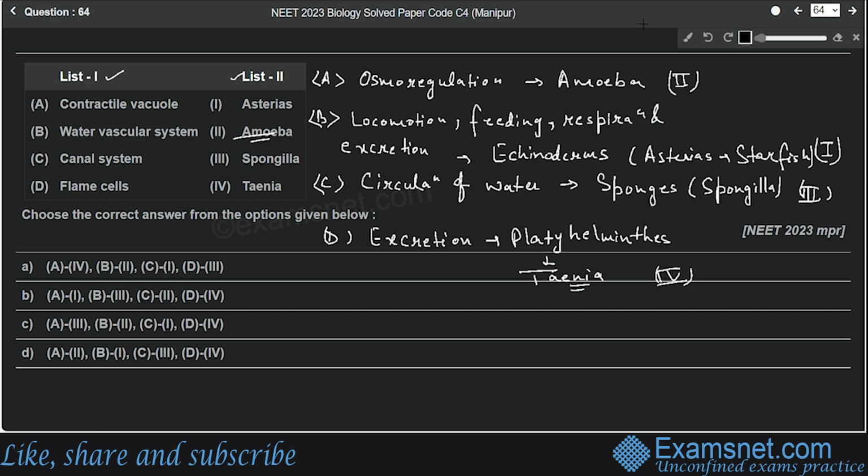So A will be matched with 2, then B will be matched with number 1, C will be matched with 3 and D will be matched with 4. So option D will be the correct answer.